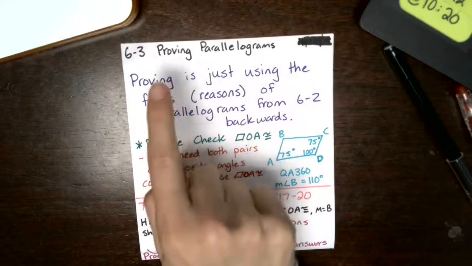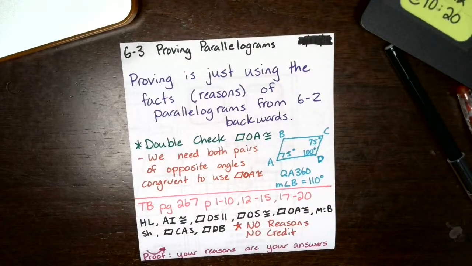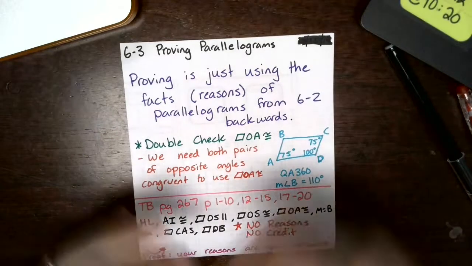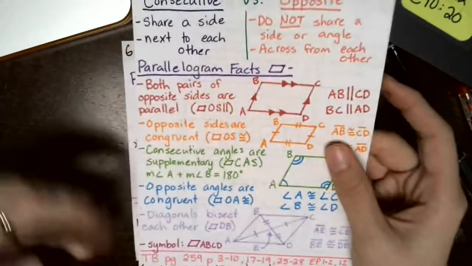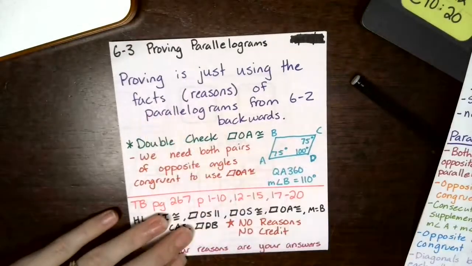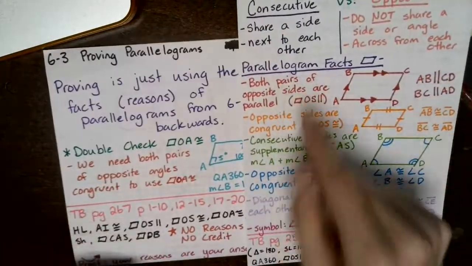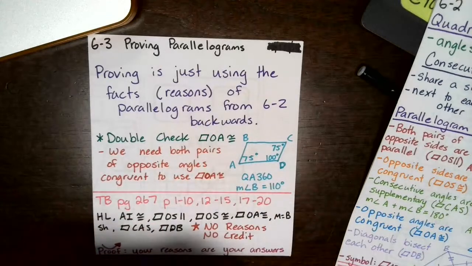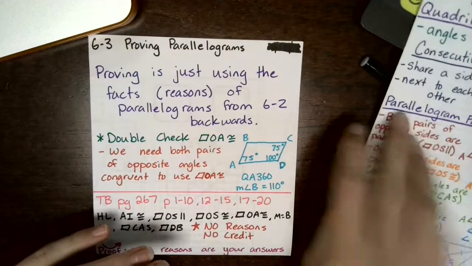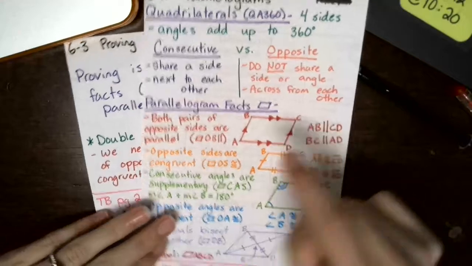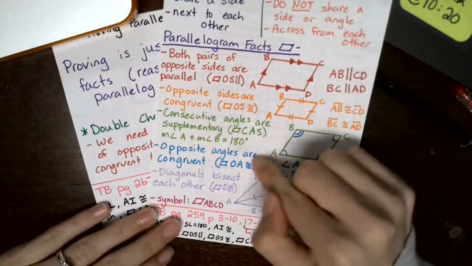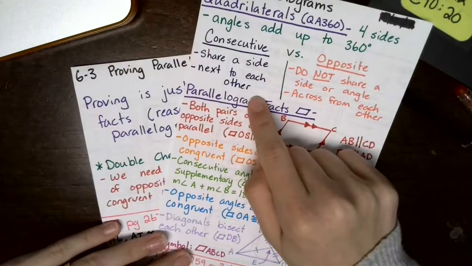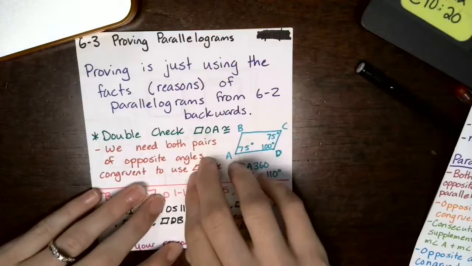Okay, so 6-3 Proving Parallelograms is an extremely short set of notes. That's because the majority of our information from this section comes from 6-2, okay? So all we're really doing is just using the facts that we learned in 6-2, but backwards, okay? What I mean by that is instead of saying if something's a parallelogram, then these 5 facts are true, we're going to say if any one of these 5 facts are true, then it's a parallelogram, okay? That's all we're really doing.